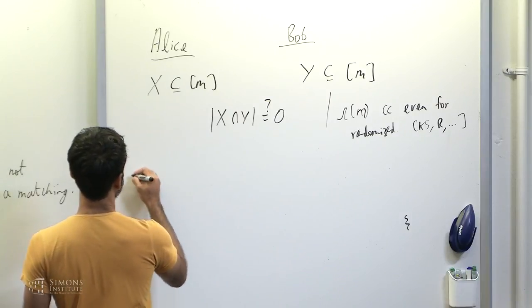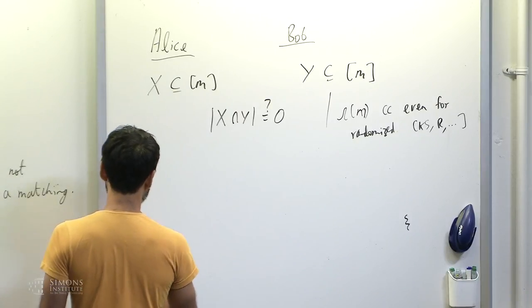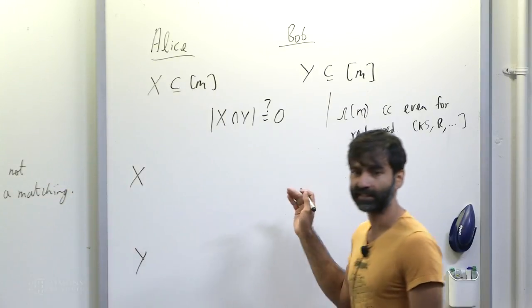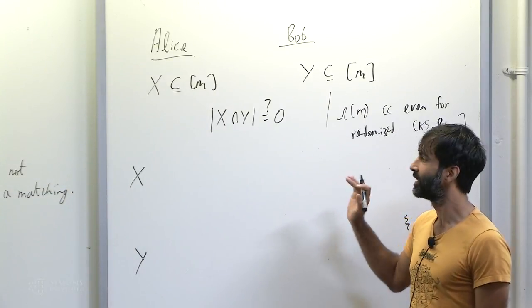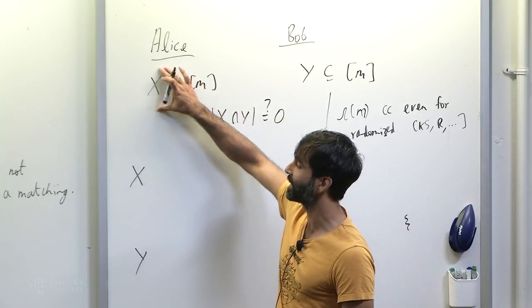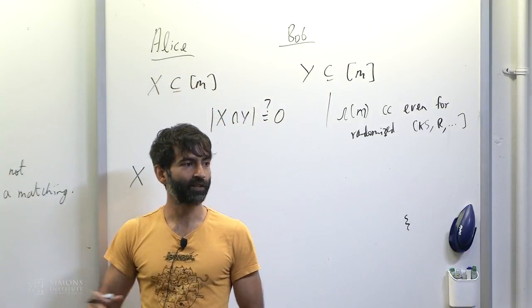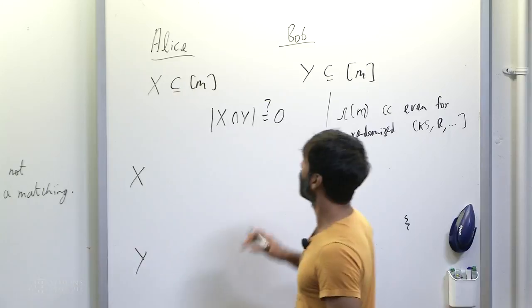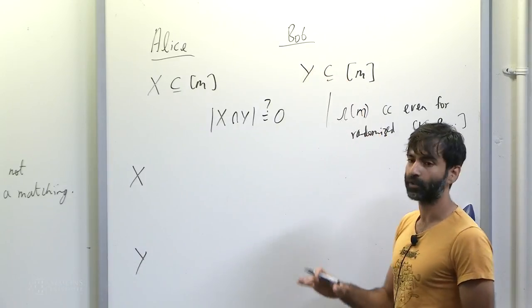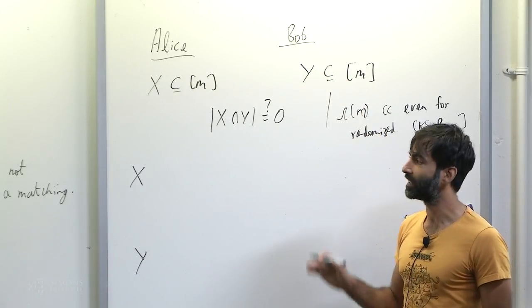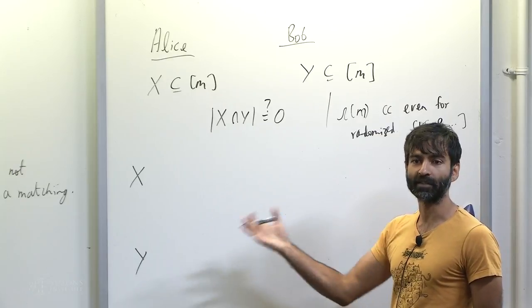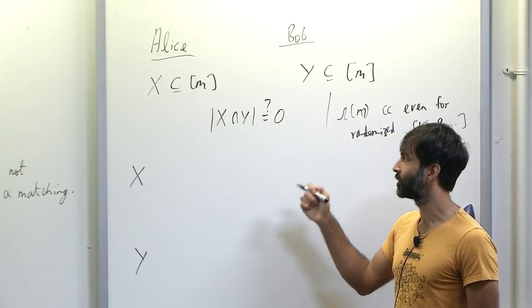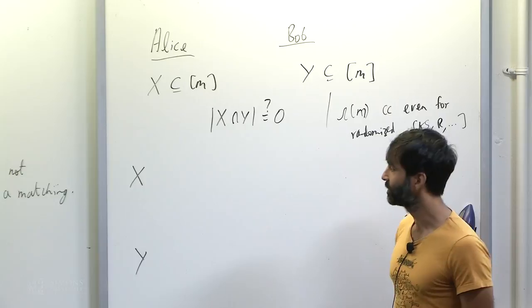So here's what it looks like. Here's a set X. I'm going to write the indicator vector for X and then describe two graphs. Alice will take this X and map it to a graph, and this graph will have a large matching. Bob will take his set and map it to a graph, and this graph will not have a large matching. And then they will run that protocol. And somehow the output of that protocol will tell them whether or not these sets are disjoint.